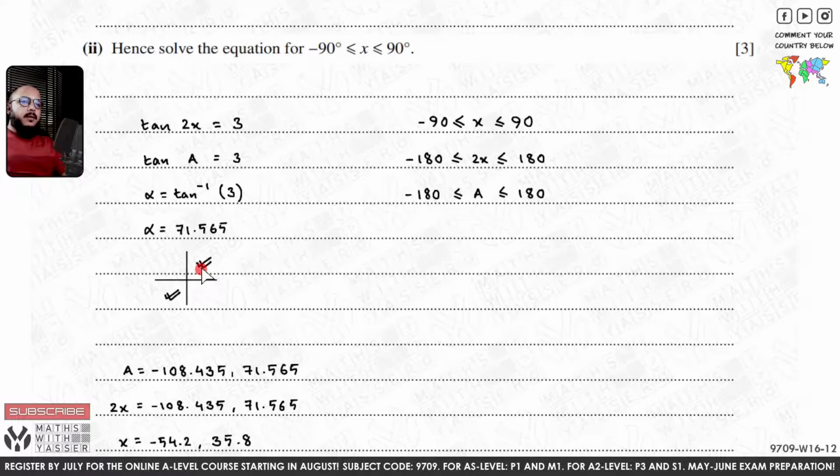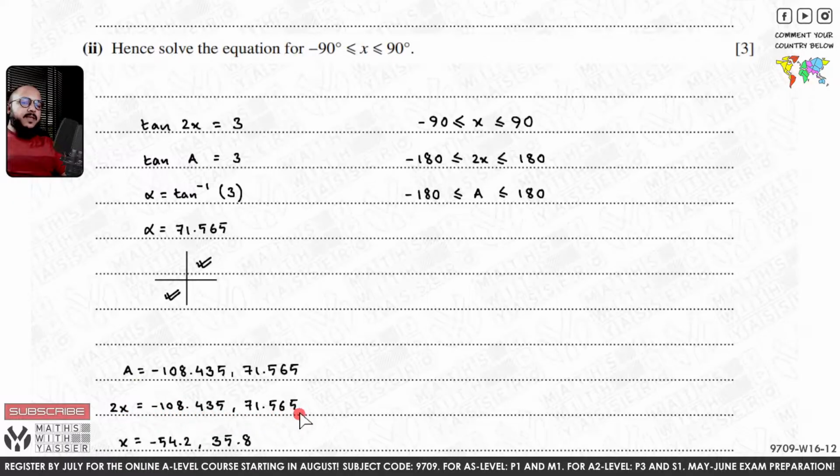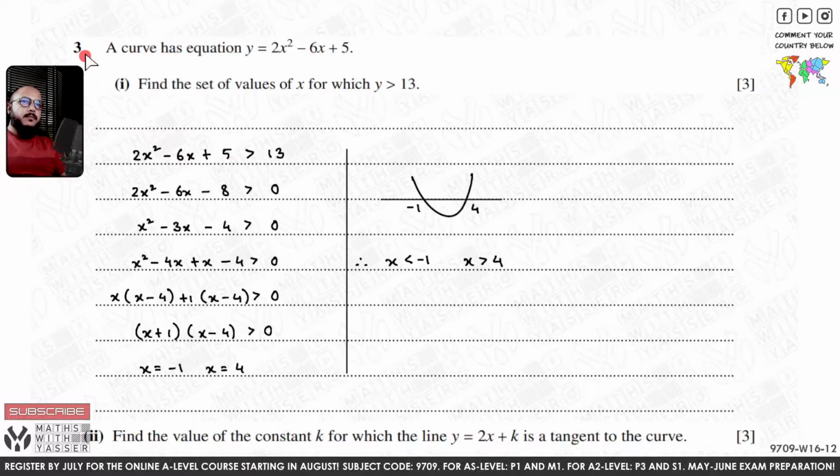So that will be the first quadrant. And we know in the first quadrant, the basic angle is the actual angle. So it will be 71.565. That means 2x is negative 108.435, which is 71.565. So x must be negative 54.2 and 35.8.